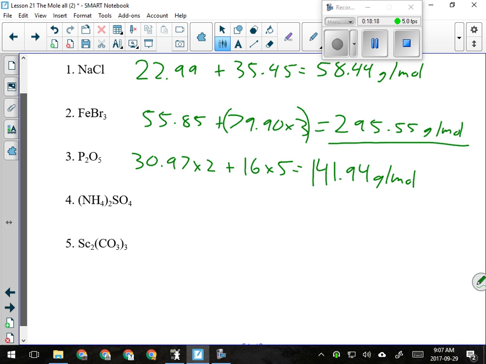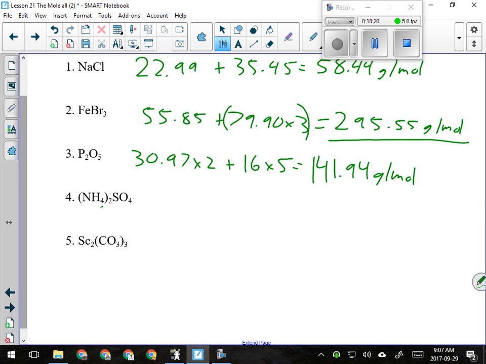Okay, so for the next one here, the trick is that I've had a few people say, well, Mr. Cutter, what's the molar mass of ammonium? And the answer is, I don't know. You have to do it piece by piece. This has to be done element by element in order to get the molar mass. In this compound, how many nitrogens do I have? 2. I've got 2 ammoniums, that's 2 nitrogens. So I got 14.01 times 2. There's my nitrogens taken care of.